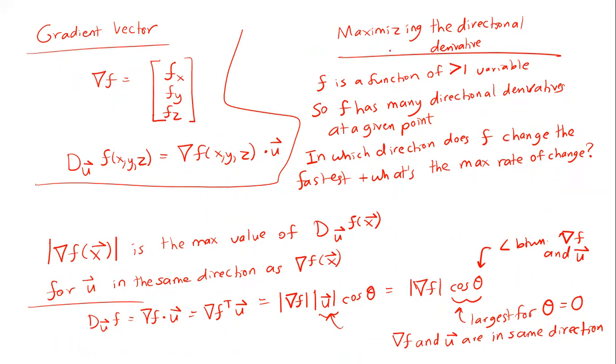Then we talked about this concept of maximizing directional derivatives, where we said that if f is a function of more than one variable, so f has many directional derivatives at a given point, then which is the direction which is going to cause f to change the fastest and have the greatest rate of change. And we were able to say that the direction in which f changes fastest is the direction of the gradient, and that in that direction, the maximum rate of change is the norm of the gradient.